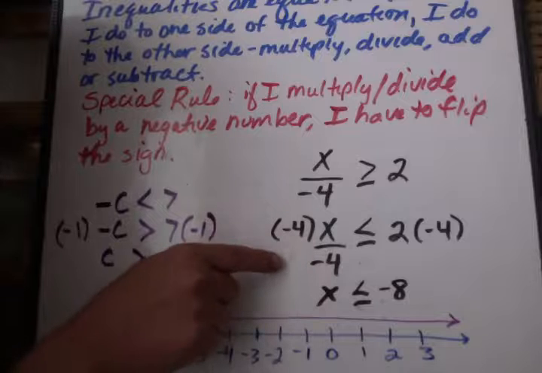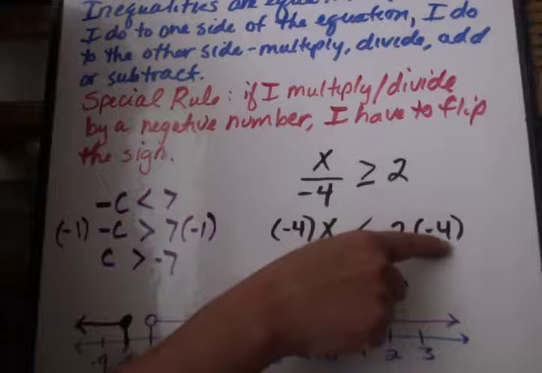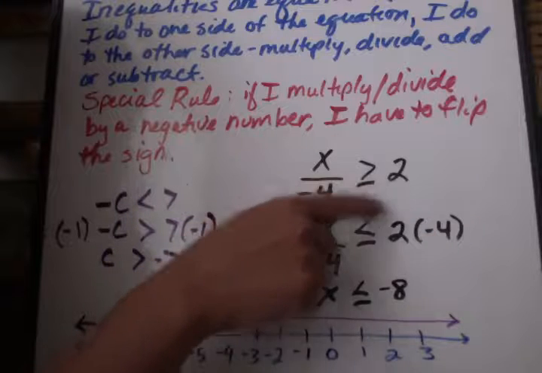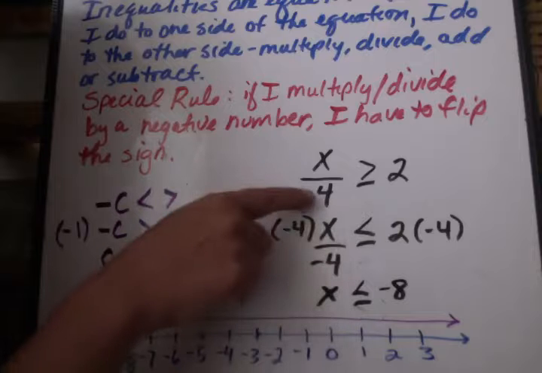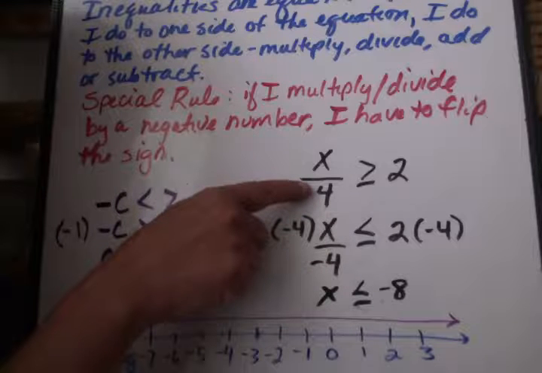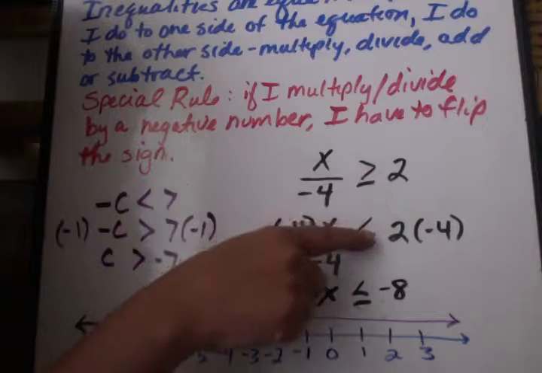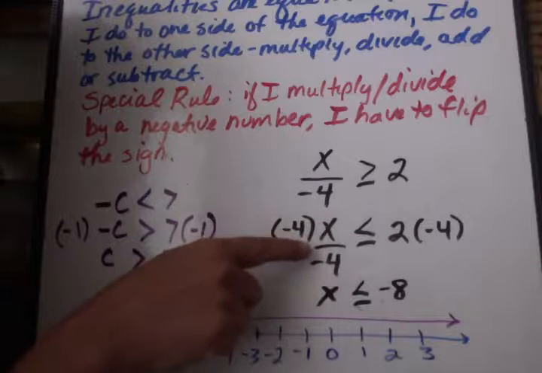So here is what I'm doing. I multiply both sides by negative 4. Here's a negative 4 on this side I'm multiplying, and then a negative 4 on this side. And notice I flipped the sign, from greater than or equal to, to less than or equal to. Again, if this was just x over 4, and I multiplied both sides by 4, I would not flip the sign. The only reason I'm flipping it is because of the negative, and because I'm multiplying and dividing.